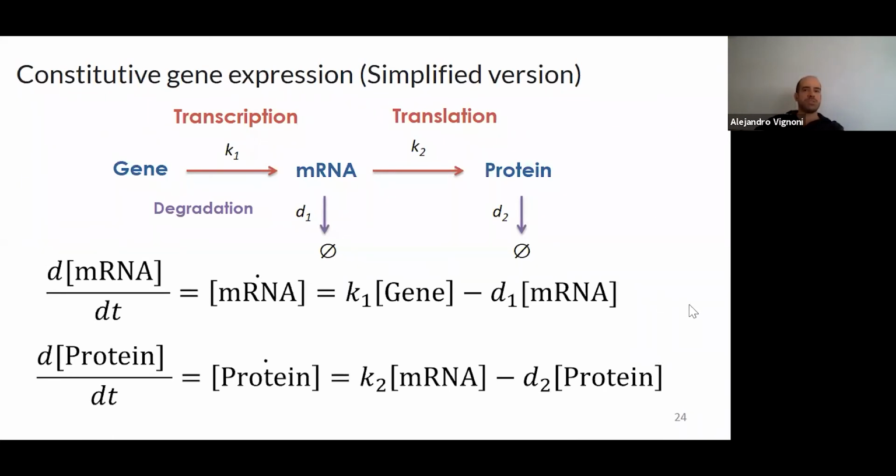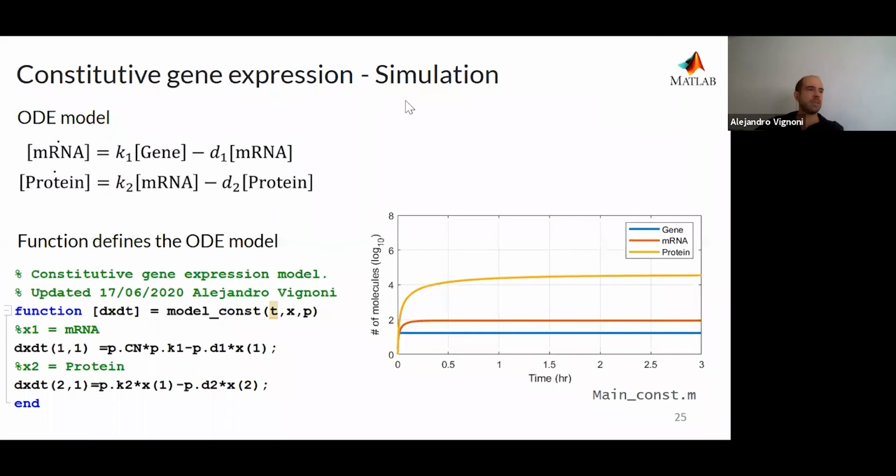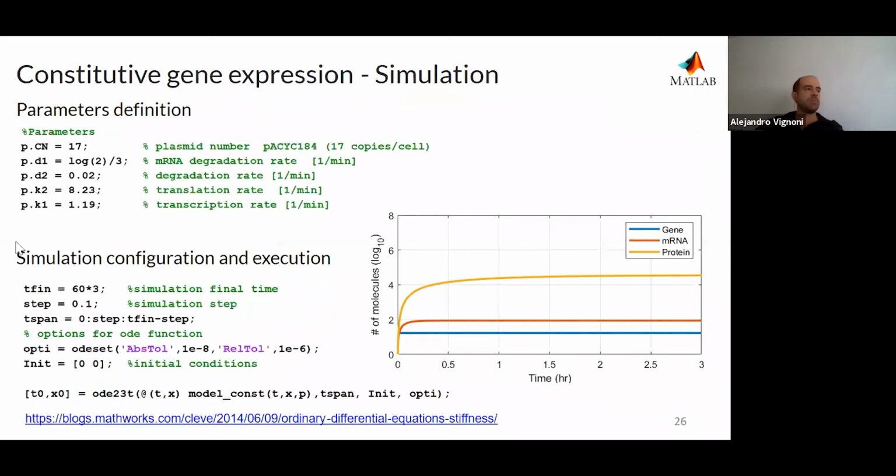Okay, so we have the equations here. Let me first show a small simulation of this. And we have the mRNA, the protein. We have to write the model first, the differential equations, which are written here. And then we have to give values for the parameters. This simulation is done in MATLAB.